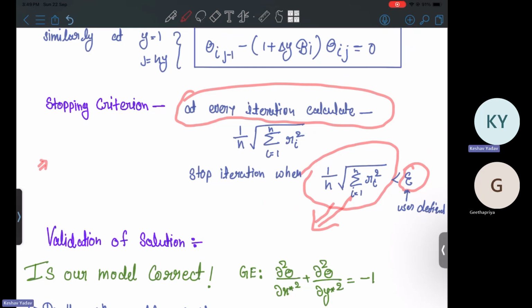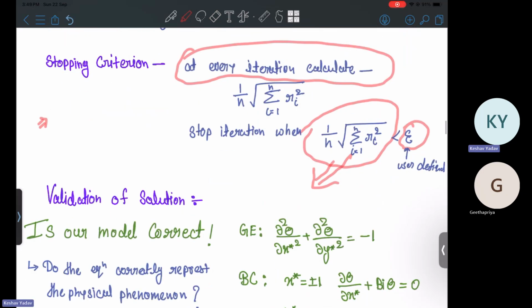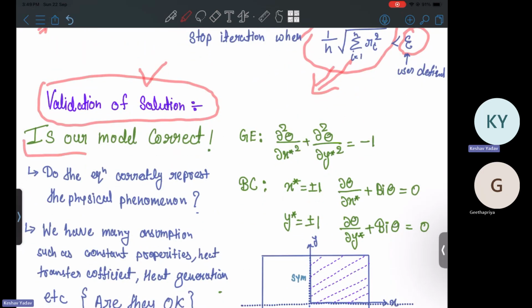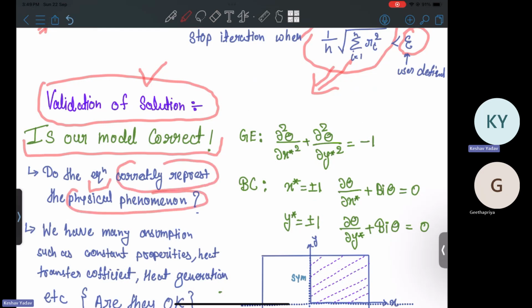So this is our governing equation and boundary condition, and how we are going to solve it we have also discussed. Suppose we have solved this problem. How will we know that the solution we are getting is correct or not? This is known as the validation of the solution. The first thing we need to check is whether the model we are using is correct, whether the equation we have built is correctly able to represent the physical problem. This is the first question.